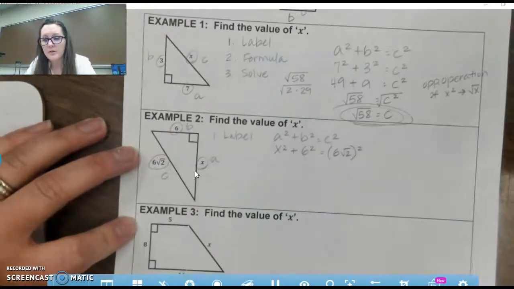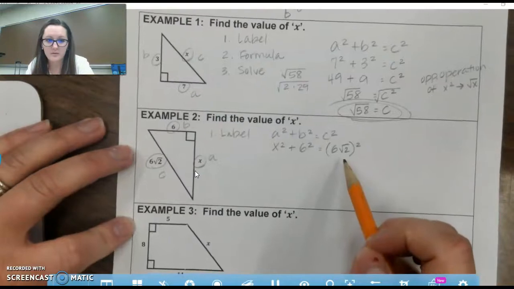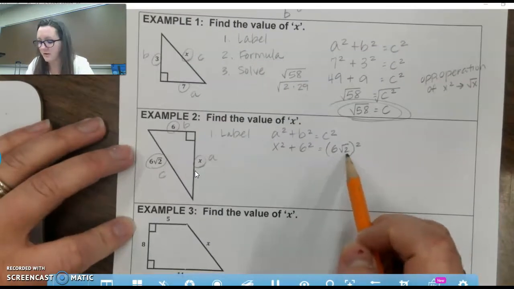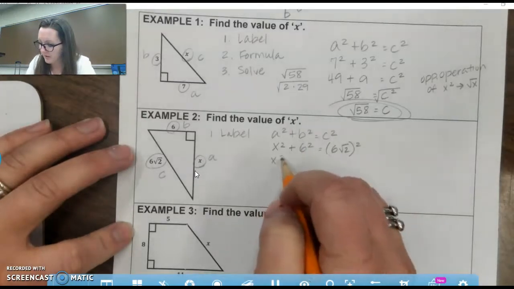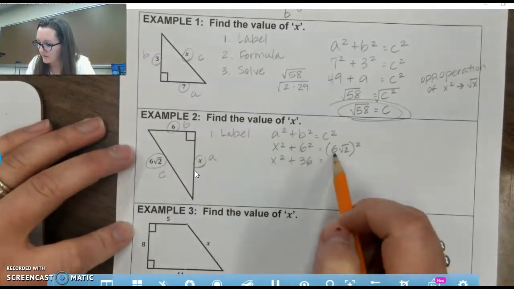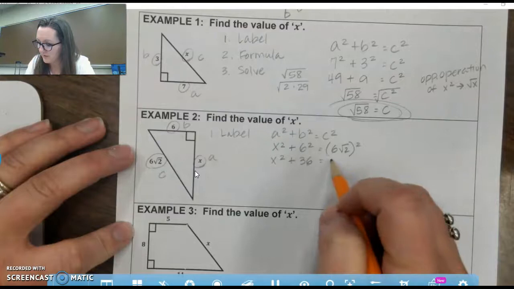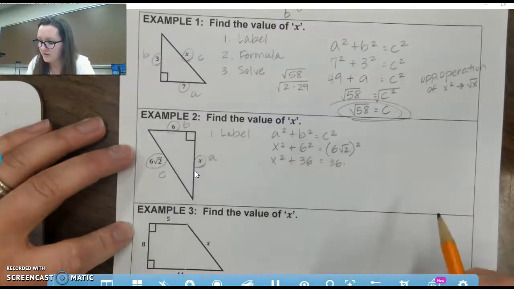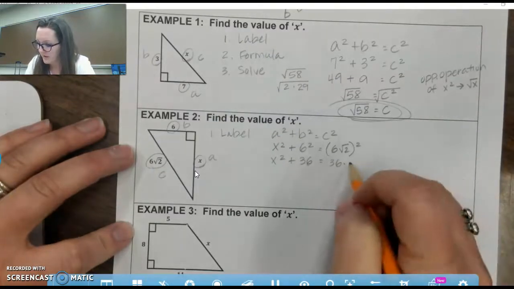I want to make sure that I put these in parentheses because I don't want you to forget that we have to square both our values here. We have to square 6 and the square root of 2. Alright, so let's go ahead and solve. 6 squared is 36, and then here I have to square both values. So 6 squared is 36, and the square root of 2 squared is 2.